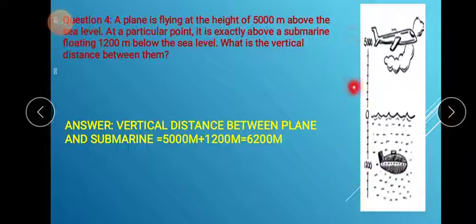So what we'll do, we'll add all the distance. So from here till here it is 5000, here it is 1200. So the distance between the submarine and the aeroplane, we will add this one. So answer is, vertical distance between plane and the submarine will be 5000 plus 1200. So you will get 6200 meter.